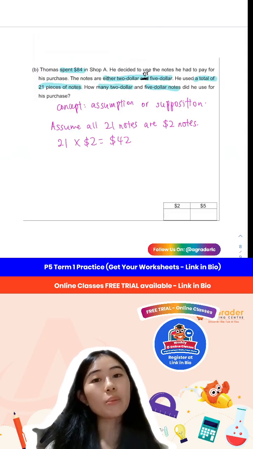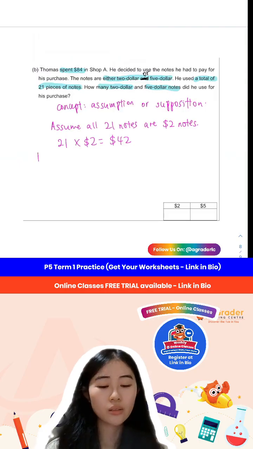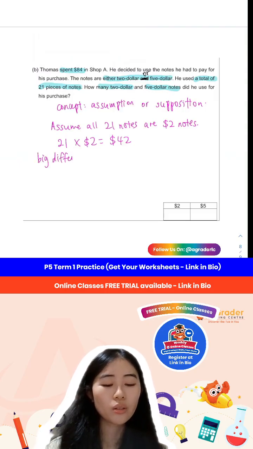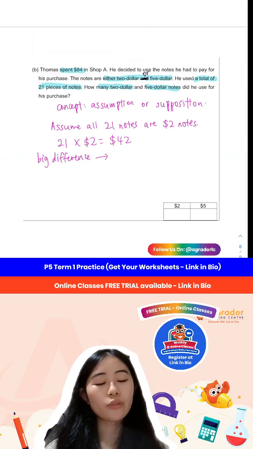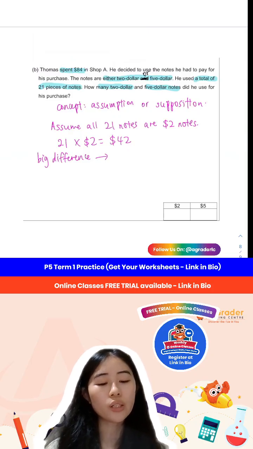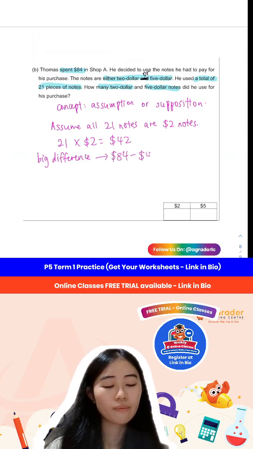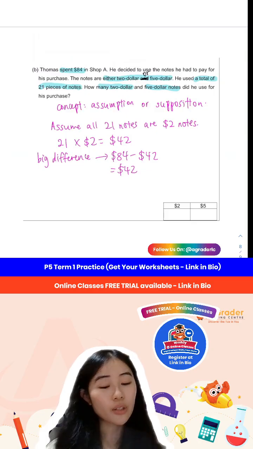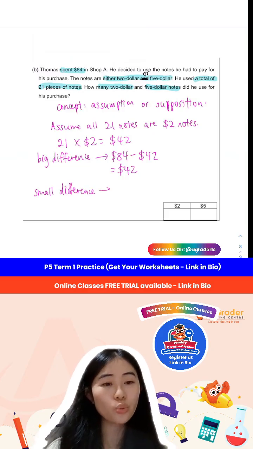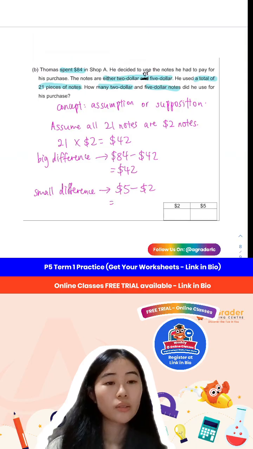Then the next step, you're going to find something called the big difference. I'm not sure whether you learned it in school. Find the big difference. Your big difference will be the difference between 84 and $42. So you just minus them. Your big difference is $42. Then your next step is, of course, to find the small difference also, right? For small difference, WL says we should use 5 minus 2. That is correct. Because you're comparing a $5 note versus a $2 note, that is your small difference, $3.